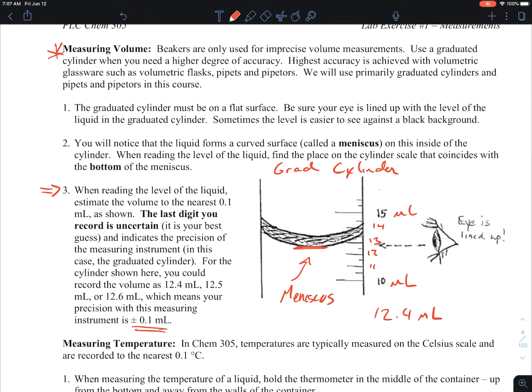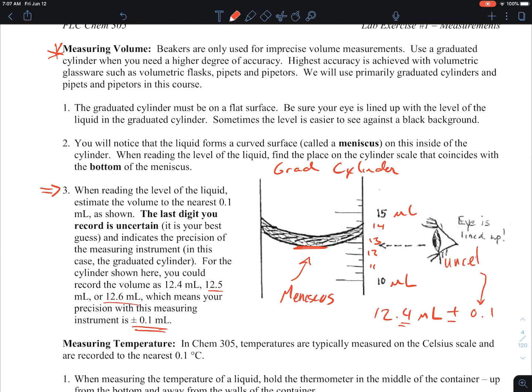12.4 mils. But because you estimated that last digit, that 0.4 is the uncertain digit, you would record this as 12.4 plus or minus 0.1, right? Because it could be 12.4 or it could be 12.5 or 12.6. So when you record your measurements, you want to not only record that uncertain digit, the very last one that's estimated, but you also want to write in the uncertainty.